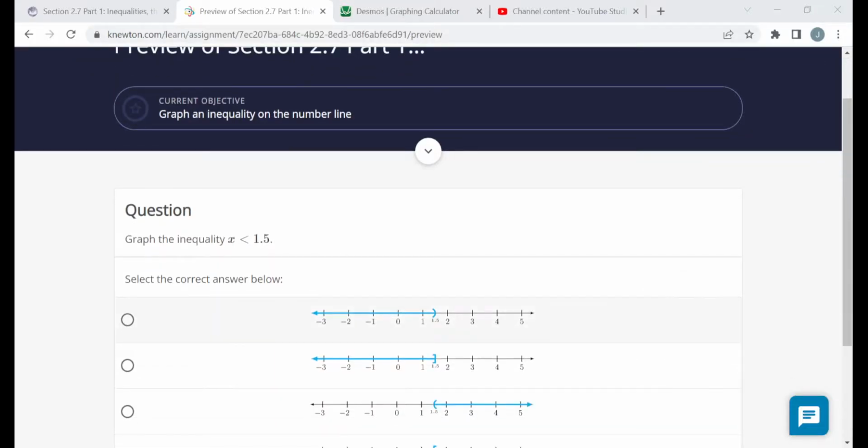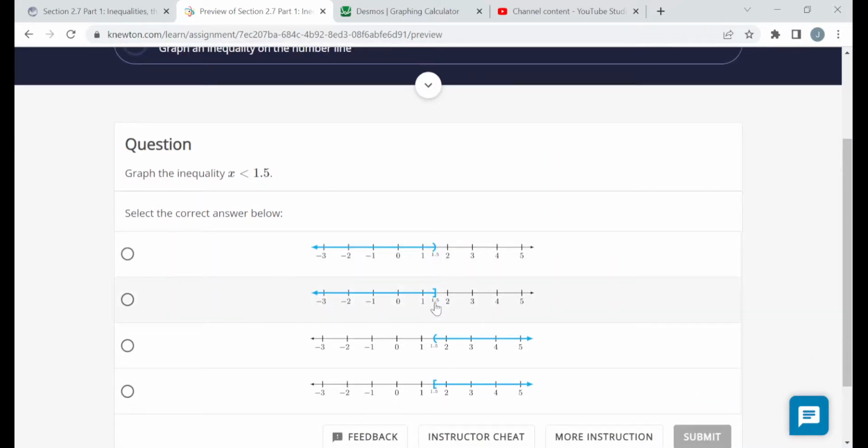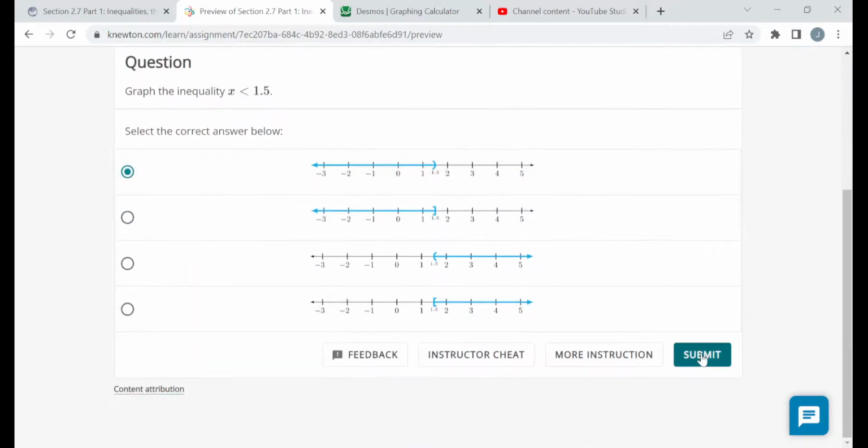And it is multiple choice. You see they have parentheses and brackets. So instead of an open point, they'll have parentheses. And instead of a closed point, they'll have brackets. Just remember, parentheses means it's not a solution. Brackets means it is a solution. So it's this first option here. See the parenthesis at 1.5, so 1.5 is not a solution, and then all the numbers to the left are indicated in blue, or whatever color you see. So this is a picture of the solutions, and that's the only one that actually works.